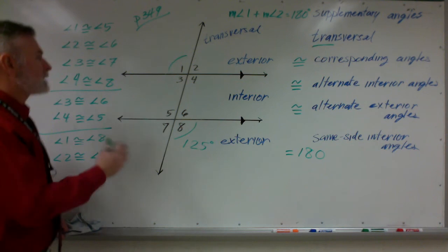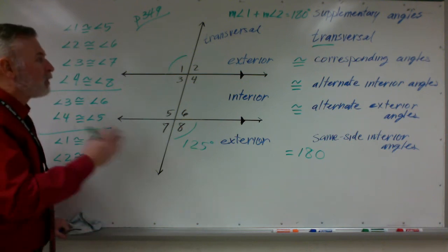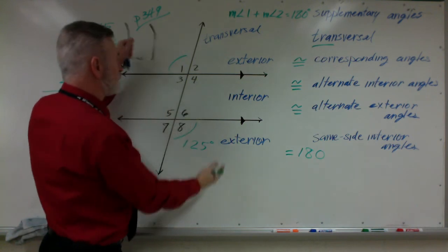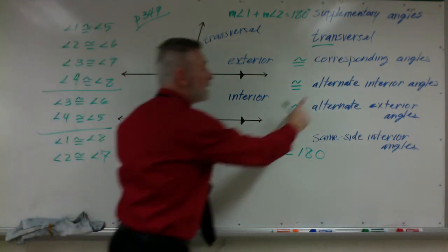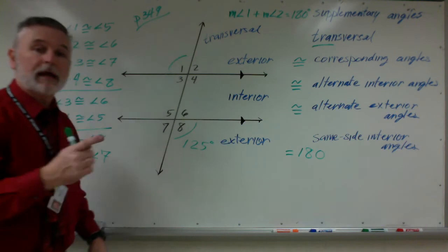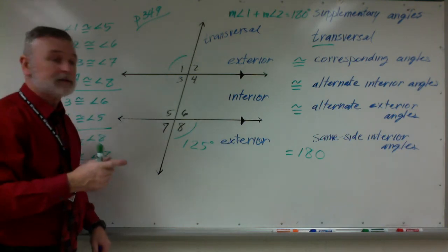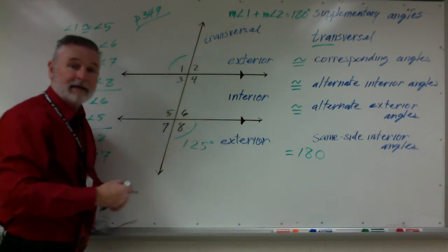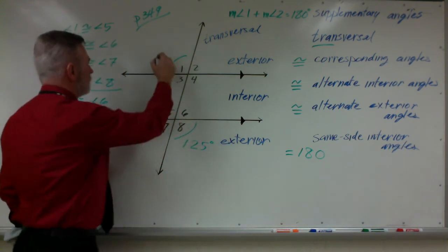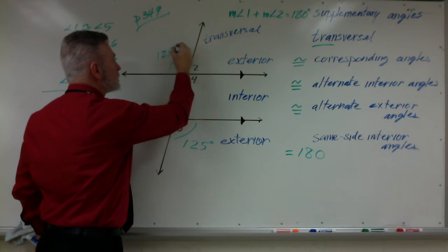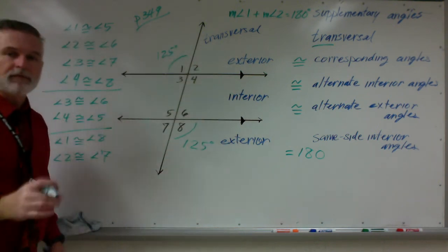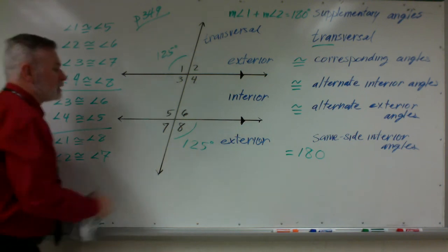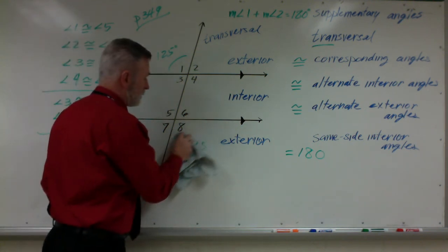They're exterior and they're alternate. Hey, they're alternate and they're exterior, so they are alternate exterior angles. So if they're alternate exterior angles, that means they're congruent. And if 125 is the measure of angle 8, that means angle 1 is also 125 degrees. All right. That was pretty simple.